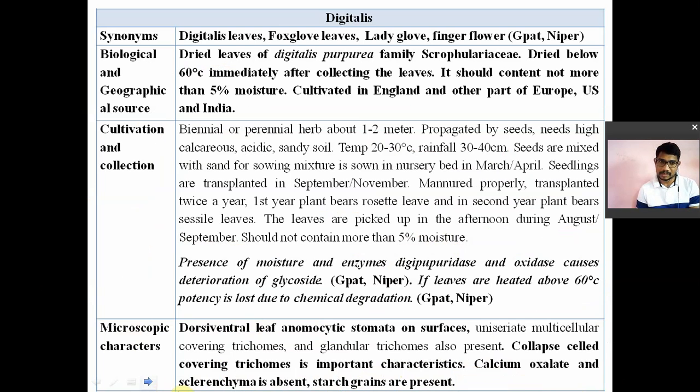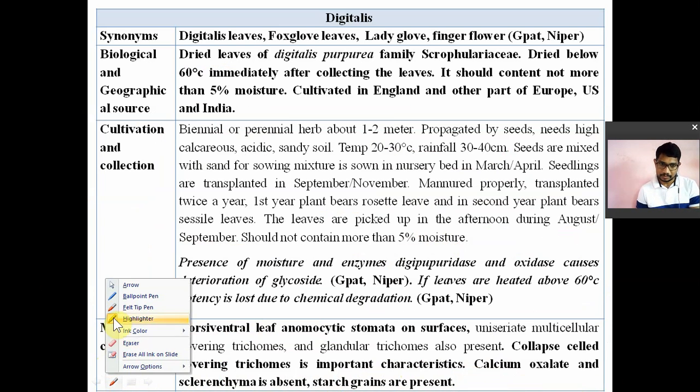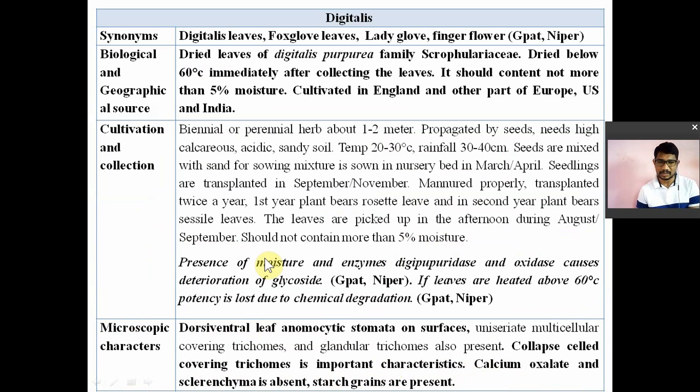So remember the presence of the enzymes digipurpuridase, oxidase, and presence of water. If you heat these digitalis leaves to 60 or more than 60 degrees Celsius, the potency is lost by chemical degradation. Remember the microscopic points: dorsiventral leaf, anomocytic stomata on the surface, uniseriate multicellular covering as well as glandular trichomes, then collapsed covering trichomes, and calcium oxalate and sclerenchyma are absent. A question has already come on this. Then remember the biological source and synonyms: Digitalis purpurea, Scrophulariaceae.